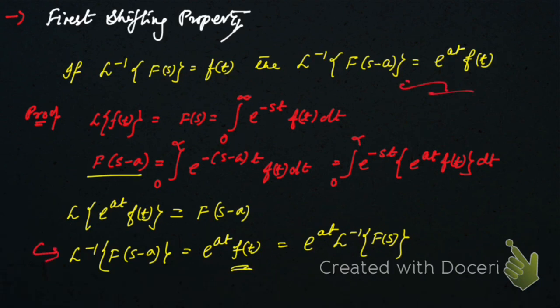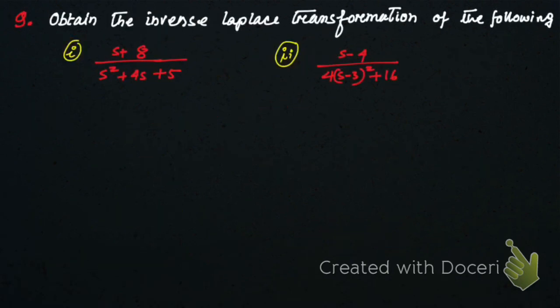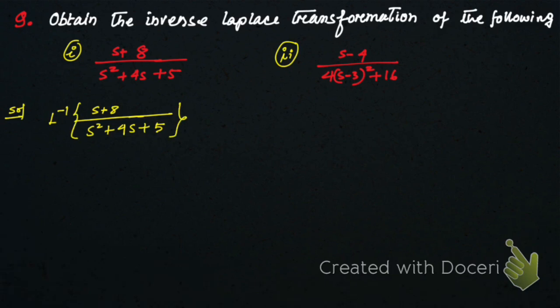Now, let me show you how to use this first shifting property to find inverse Laplace transformation. Let us solve a few problems. So now let us find the inverse Laplace transformation of these two. Let me show you how to find that. Solution: we have to find the inverse Laplace transformation of (s plus 8) by (s square plus 4s plus 5). So we have to find the inverse Laplace transformation of this.